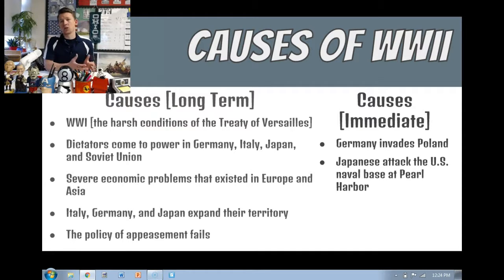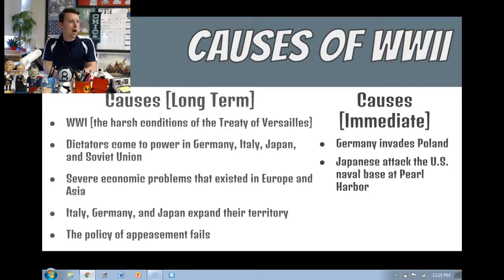Now, there are short-term causes, the immediate causes, and then there are long-term causes. Some of the long-term causes, obviously, are the Treaty of Versailles and World War I, those harsh treatments that Germany had to abide by after the war, which really create problems in Germany. You also get strong dictatorships in Germany, Italy, Japan, and the Soviet Union, as we talked about already. You get the severe economic problems that existed in Europe and Asia due to the Great Depression.